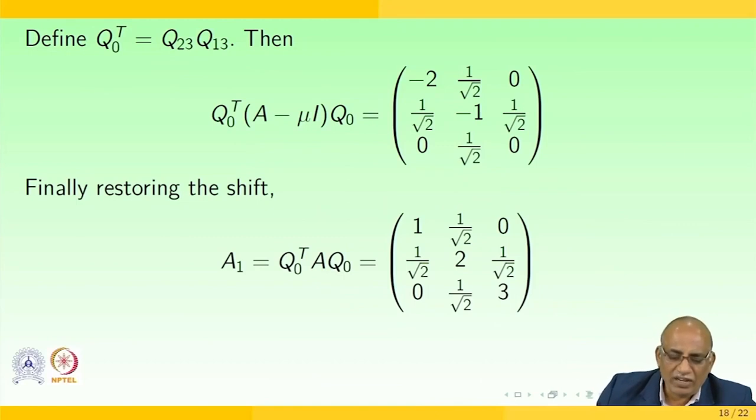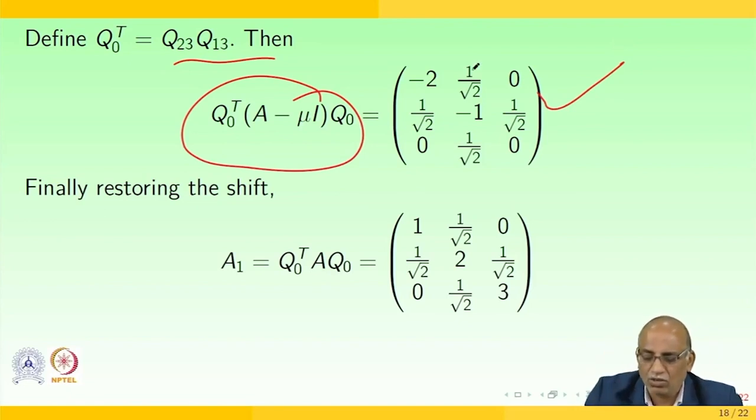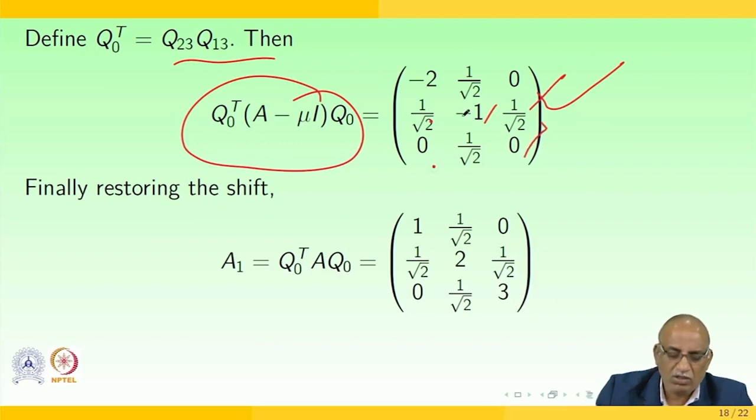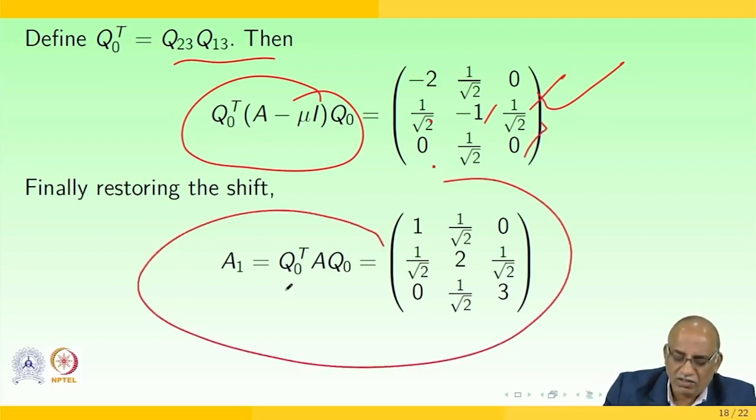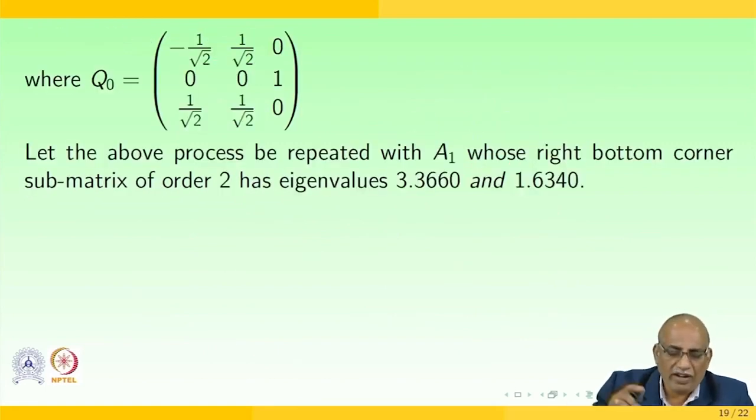Well, again you define Q0 transpose, that is Q23 into Q12, then you will have this expression. When I use this expression, ultimately I will end up with this matrix: minus 2, 1 by root 2, 0; 1 by root 2, minus 1, 1 by root 2; 0, 1 by root 2, 0. And if you restore this, A1 is equal to R times Q0, so you get this matrix. This is also a triangular matrix. Ultimately you can write Q0 as minus 1 by root 2, 1 by root 2, 0; 0, 0, 1; 1 by root 2, 1 by root 2, 0.